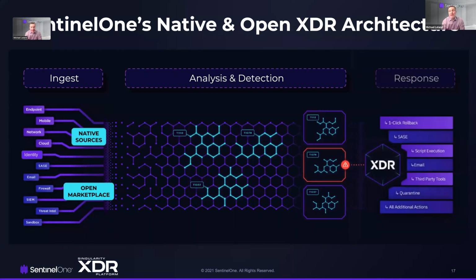And then lastly, the response piece. How do we leverage what we've learned and what we've already ingested on the data side to affect an informed response? Now, that response can be against our native technology stacks, that is, things that are native to the endpoint or cloud, things like quarantine or rollback, things like remote script orchestration to allow us to reach out and perform actions on the endpoint itself.